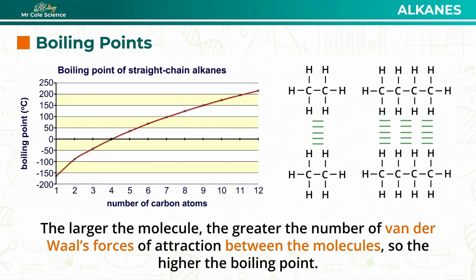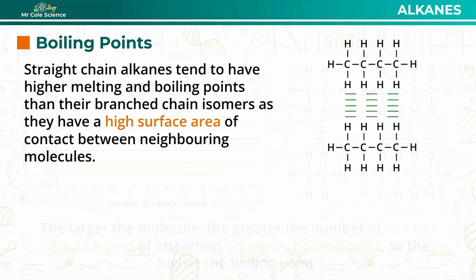Now, the size of the molecules themselves isn't the only thing that affects boiling point. The shape of the molecule matters as well. Straight chain alkanes generally have higher boiling points than their branched chain isomers. This is because straight chain molecules can pack together more closely, giving a greater surface area of contact between neighbouring molecules. That allows more van der Waals forces to act between the molecules, giving a higher boiling point.